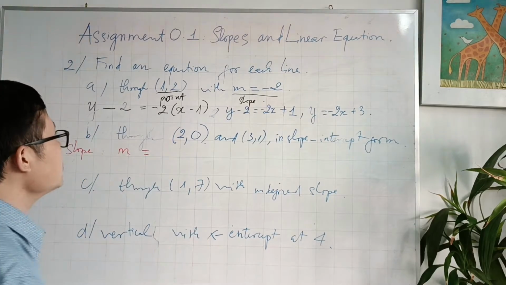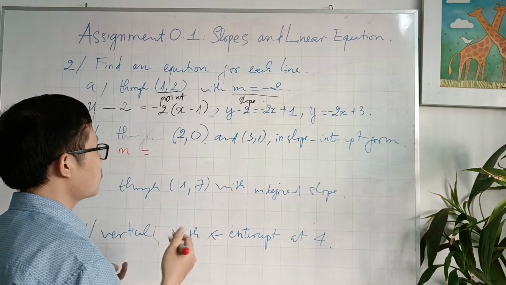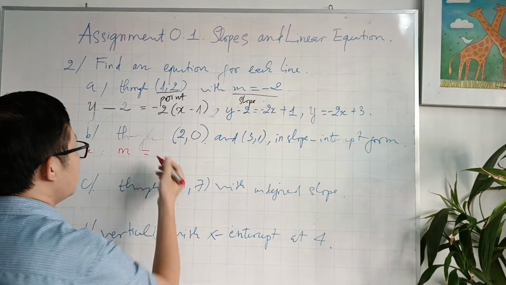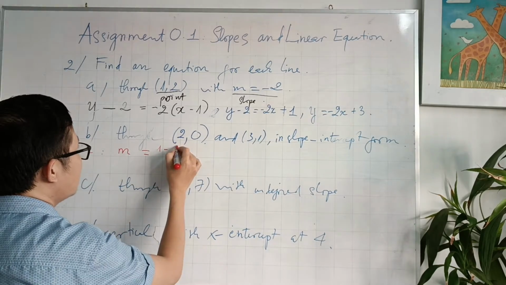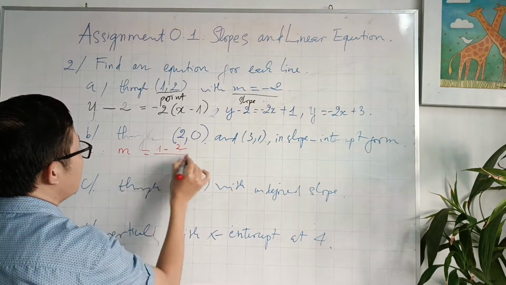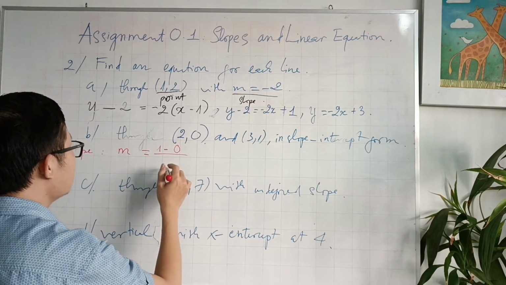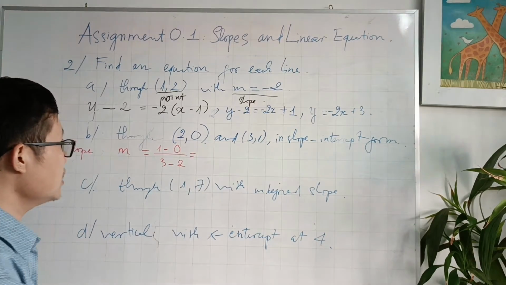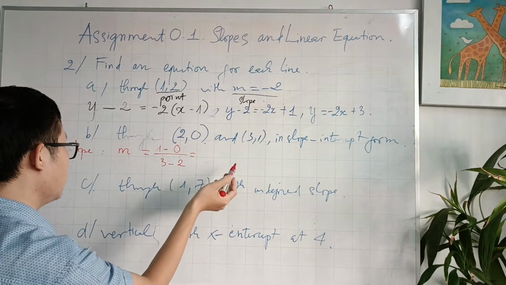So we have m is delta y over delta x, the subtraction of the y coordinates over the subtraction of the x coordinates. So (1 minus 0) over (3 minus 2) equals 1.